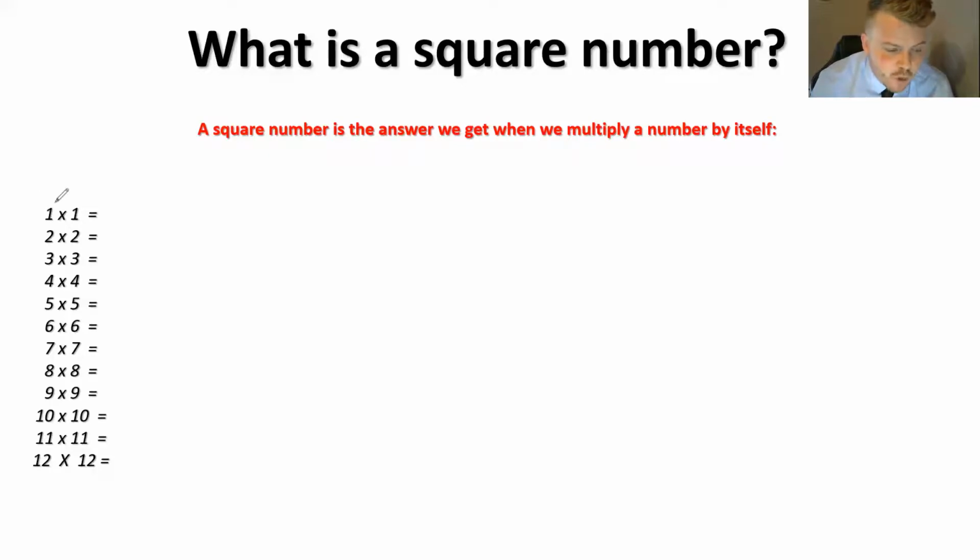Down the left-hand side here, I've got 1 times 1. Because we're multiplying the same number together, 1 and 1, the answer, 1, must be a squared number. Now we've got 2 multiplied by itself, 2 times 2. The answer is 4, so 4 must be a squared number. 3 times 3 is 9, so 9 must be a squared number.